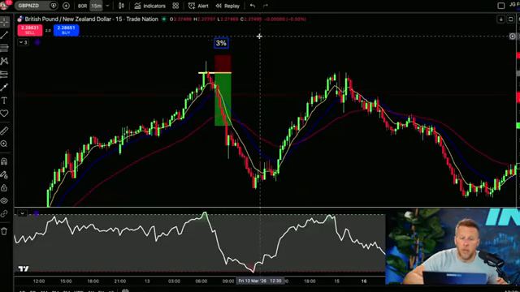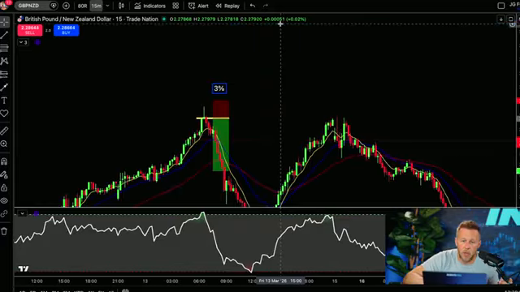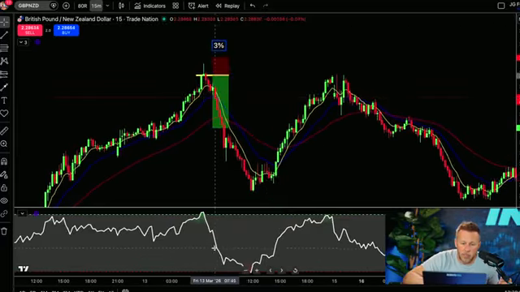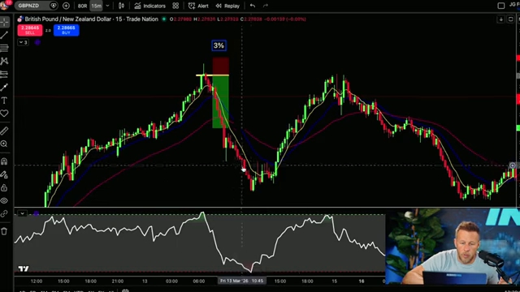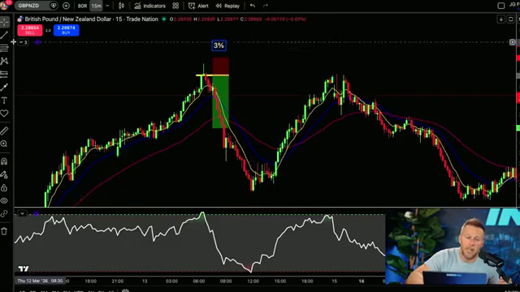Now what are we looking for? Well, let's go back to the rules. We just start again. We're waiting for the overbought, oversold condition. Very, very simple. We're not overbought here, we're not oversold here. Look at the RSI. And then bang, down here, this red candle goes oversold. We wait for it to close. What do we do? Enter next bar market.